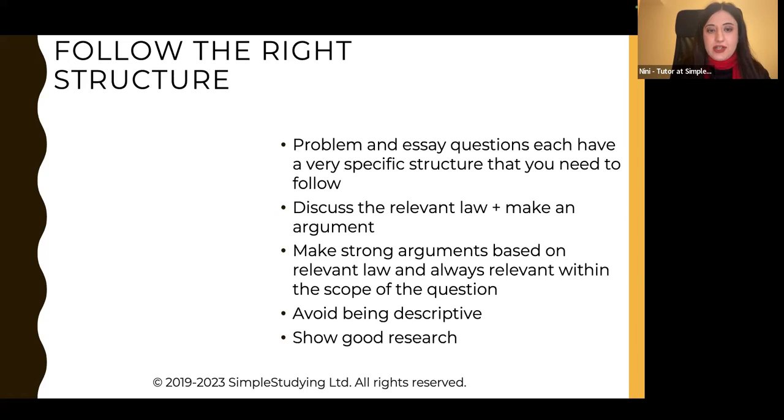Always answer the question. Make strong arguments based on the relevant law and always stay relevant within the scope of the question. It's a very common mistake that students make: if they see an essay question is, for example, asking about the Consumer Rights Act, they just write everything they know about the Consumer Rights Act instead of answering the question asked. You should not make this mistake. You should show good knowledge of the relevant topic, but always answer the question asked. If you have to, read it many times and make sure that you understand what they're asking you and make your arguments relevant to the question.